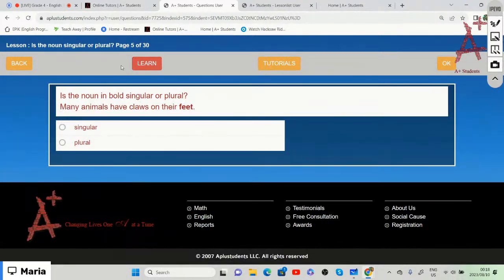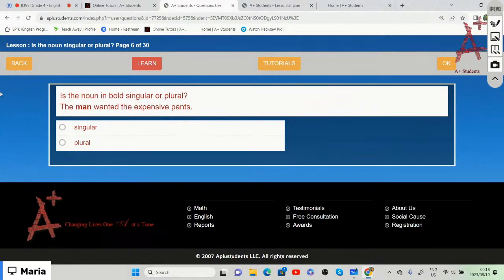Feet. Many animals have claws on their feet. We need to say if the word feet is singular or plural, right? Feet is plural. It refers to 2 feet or more than 2 feet. And the singular form of feet is foot. So feet is plural. All right, so that is okay.